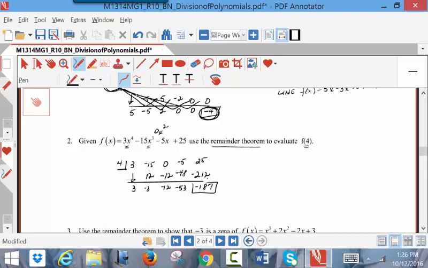Okay, so my remainder was not 0, which is the pits. But at least at this point, I can say something about these numbers, and that is it makes an ordered pair for negative 187, which is a point on the line f of x equaling this 3x to the fourth degree polynomial.